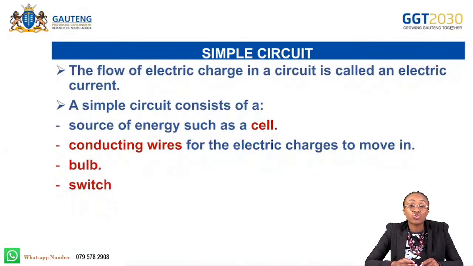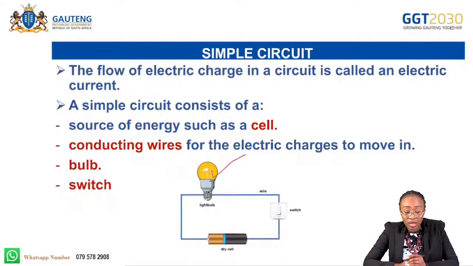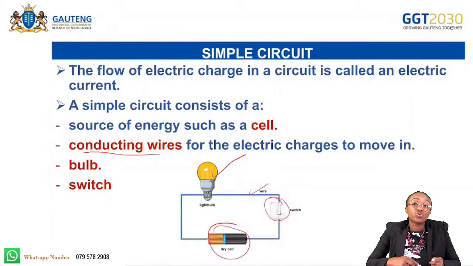A switch is going to control the flow of current, so it can either break it or allow current to flow through the circuit. So here is a picture of a simple circuit. We've got our bulb here, then our conducting wires that allow electric charges to flow. Then we have our source of energy, the cell, and the switch, which we can switch on and off to control the flow of current.